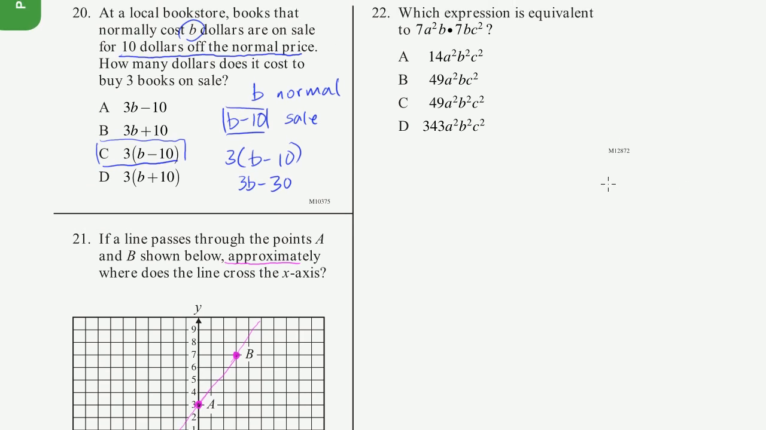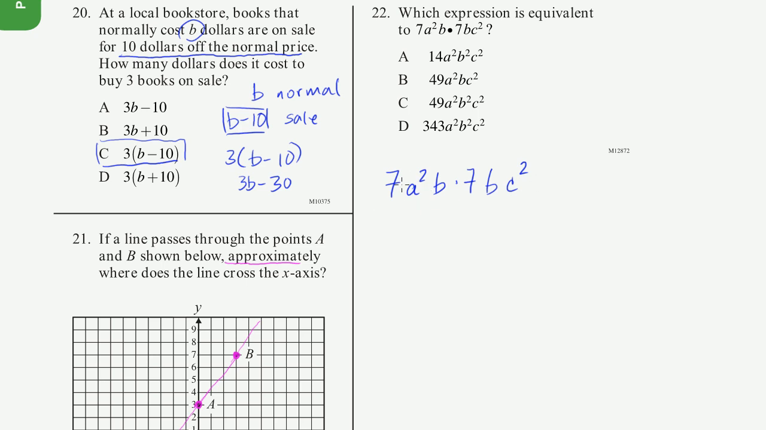Problem 22. Which expression is equivalent to this thing right here? So let me rewrite it. So we have 7 times a squared times b times 7 times b times c squared. When you have multiplication, it's actually commutative. You can switch the order of multiplication.